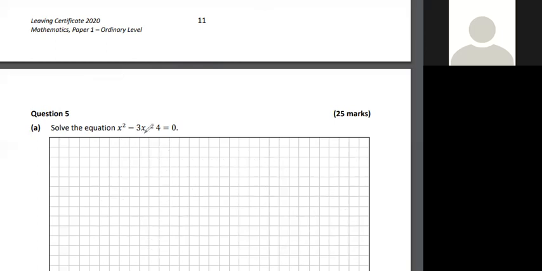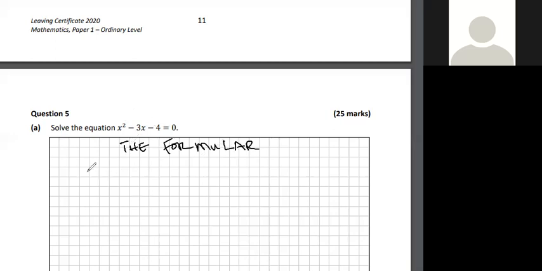Now, in case you are struggling to solve this, then you can use the quadratic formula. Some people call it the minus b formula. You can use the formula in your logbook. So if you are struggling to solve this, then you can use the formula in your logbook.